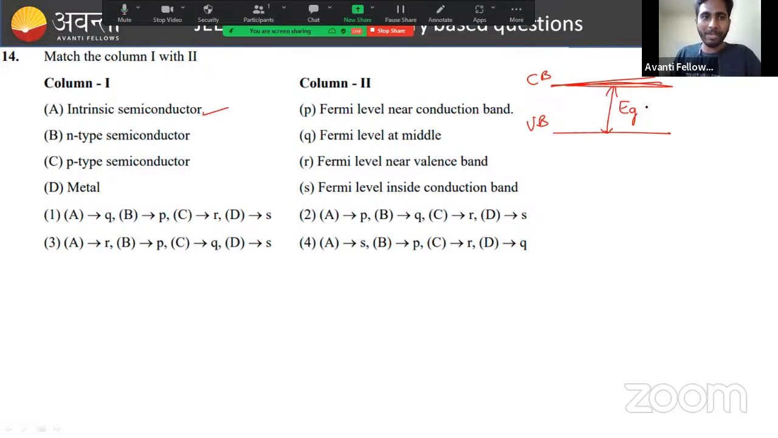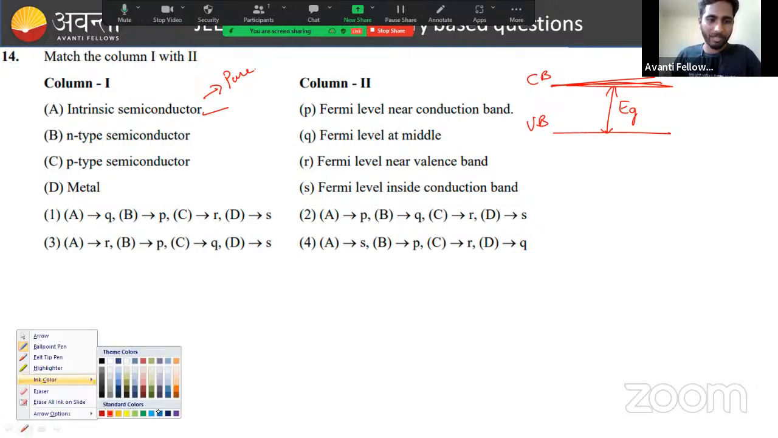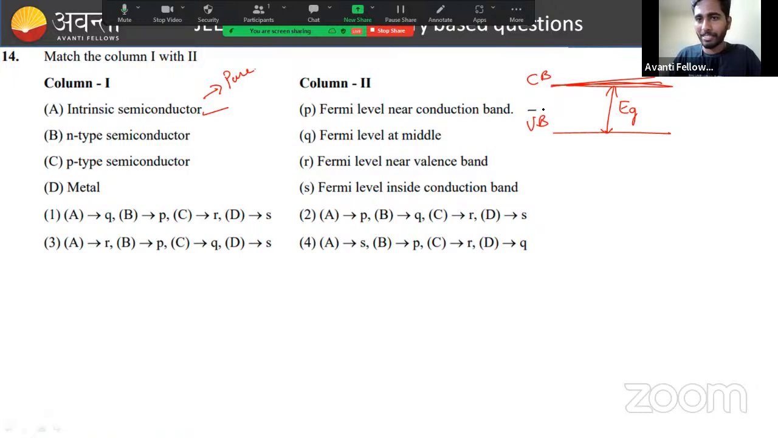When the intrinsic semiconductor comes into the picture, intrinsic means it is nothing but a pure semiconductor. In a pure semiconductor, the Fermi level will exist between the two bands, at the middle. For A, it is option Q.